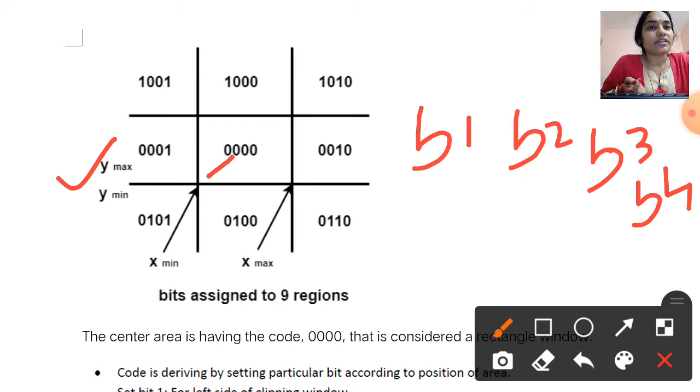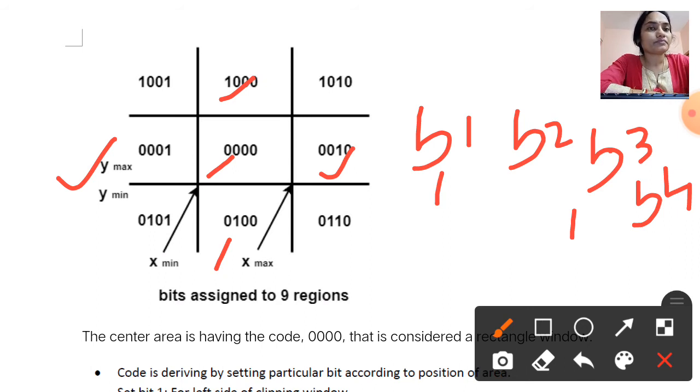If bit 3 is 1, then this one, bit 3, that means B3 position is 1, that means it is the right side of the window. And bit 2, if bit 2 is 1, it is the bottom of the window, this one. If bit 1 is set to 1, this one, bit 1 is set to 1, it is the top of the window.